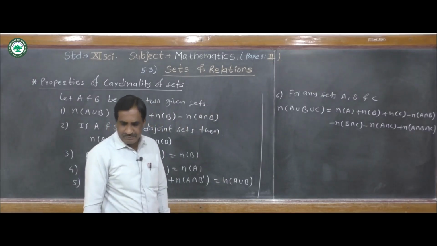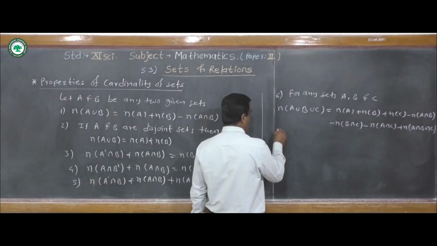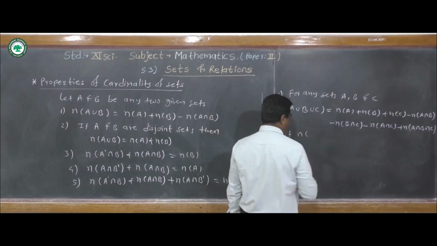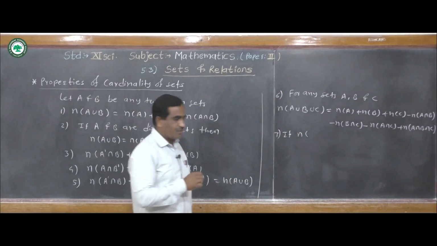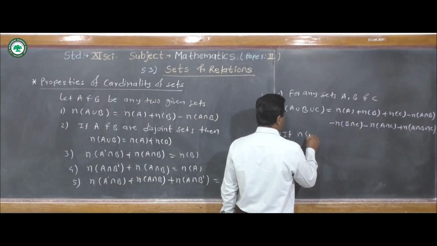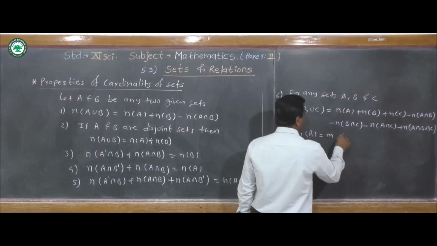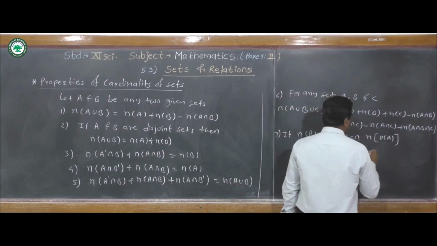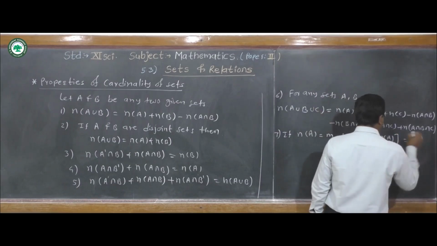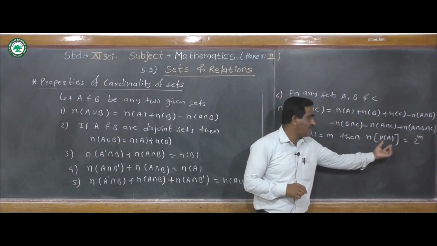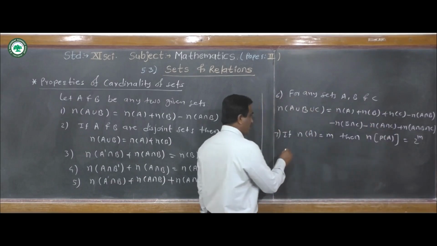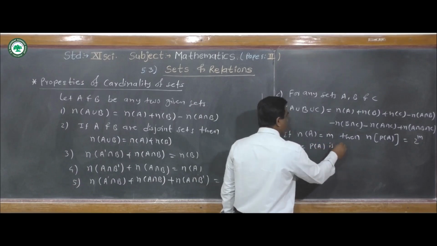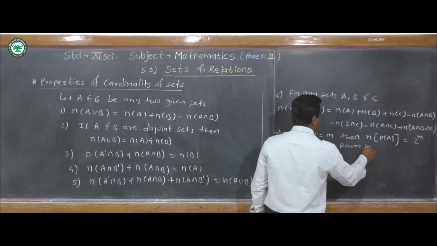Next property, property number 7, if n(A) is equal to m, then n(P(A)) is equal to 2 raised to m, where P(A) is the power set.